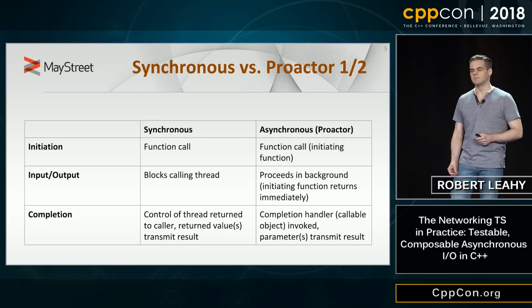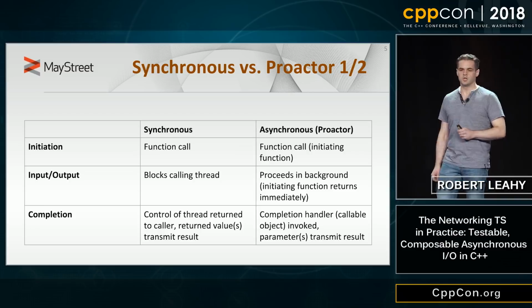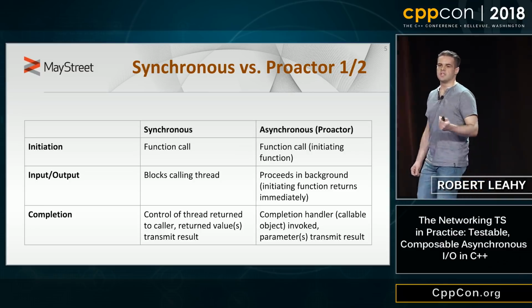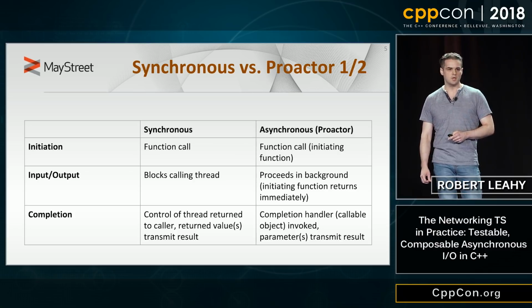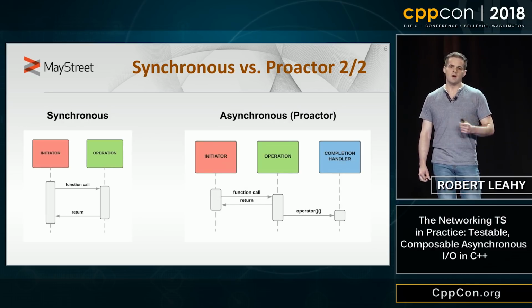They simply return. In the asynchronous world, however, we gave this up because we returned from the initiating function and allowed I/O to proceed in the background. So we must use an alternative. We must take in a completion handler, a callable object which we invoke with parameters which represent the result of our operation. When thinking about the asynchronous world, I find sequence diagrams are very helpful.